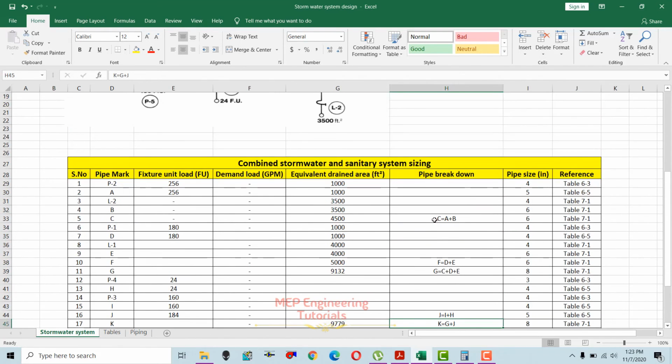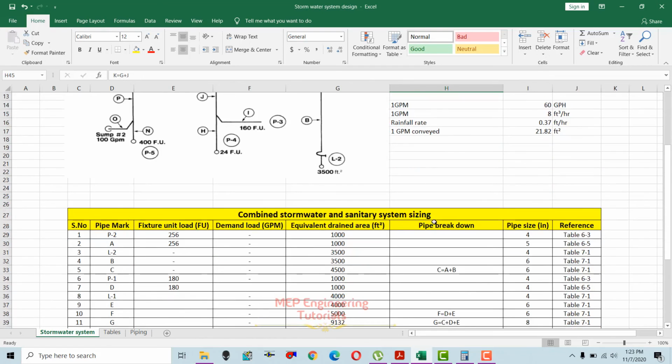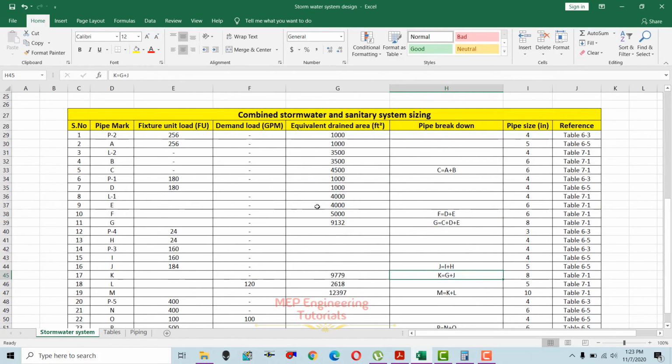So this is how you can do the combined stormwater sanitary drainage system sizing.